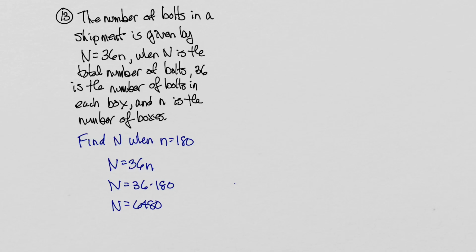But let's just be careful. What we want to do is find N. So we found N. So the question is, how many bolts in this total shipment? So the way I'm going to write the answer is this. How many total bolts in the shipment? 6,480. I'm going to say that 6,480 bolts. I'm not going to say N equals. I'm just going to say the number that it is.